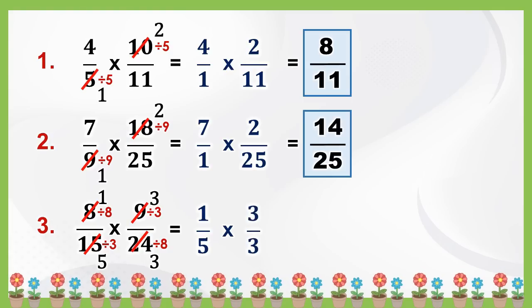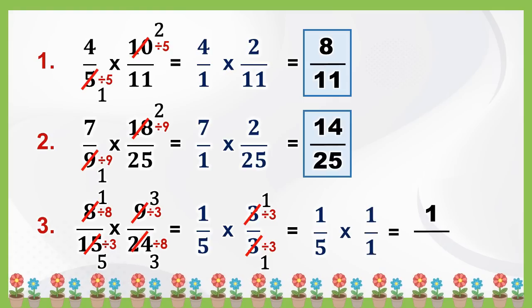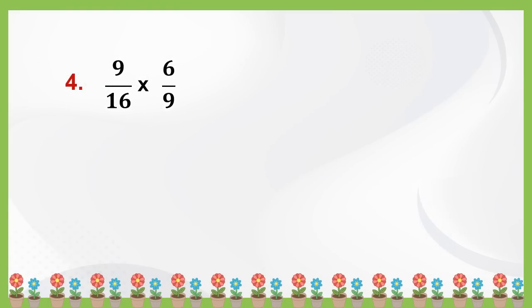So 3 over 3 have a common factor, which is 3. 3 divided by 3 equals 1 and 3 divided by 3 equals 1. Rewrite 1/5 times 1 over 1. 1 times 1 equals 1 and 5 times 1 equals 5. So the final answer is 1/5. Number 4.